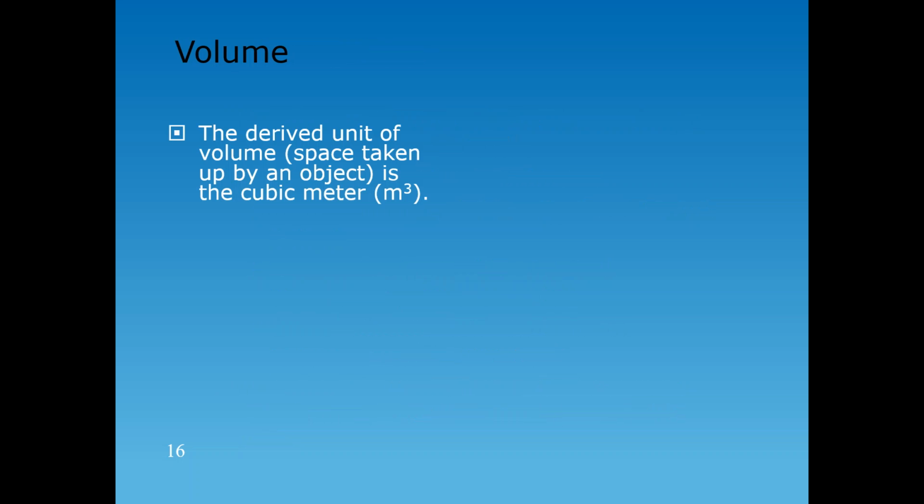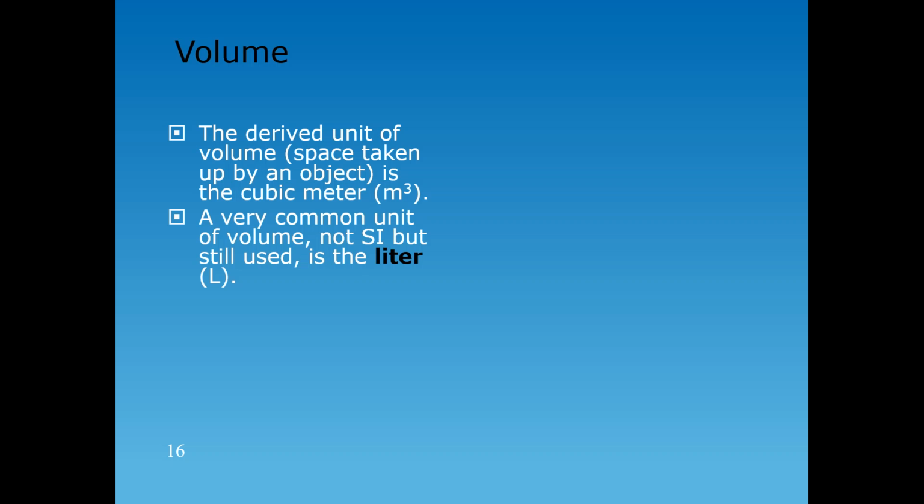Then we get the volume. Now, volume, by definition, is the amount of space that is occupied by an object, and the derived unit of volume, based on the unit of length, would be the cubic meter if the unit of length is meters, right? But you also have other units that are used. Now, this is not an SI unit, but it's still used.